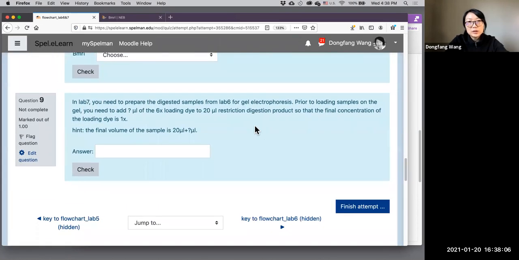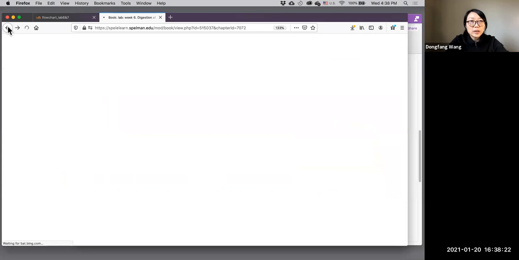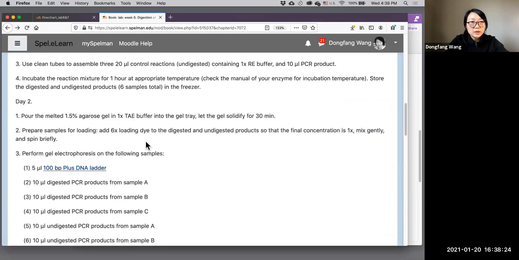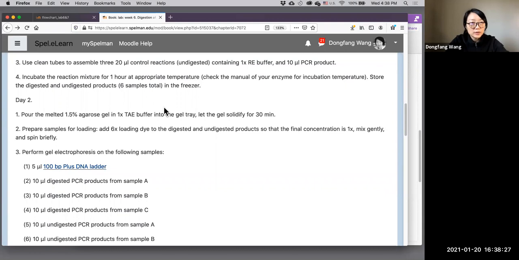Question number 9 is actually preparation for lab 7. Once we have done the restriction digestion, we're going to mix the digested product, which is a solution, with a loading dye. This is a 6x loading dye. Let me go back to the Commons page. We're right here. Once we have the gel ready, you're going to prepare the sample for loading and add 6x loading dye to your reaction product. This is going to give you a final concentration of 1x. Now the sample is ready to load.